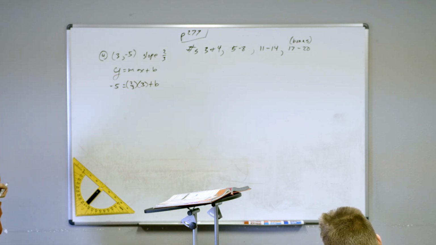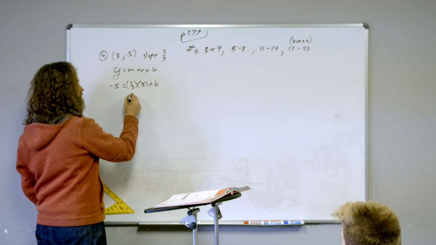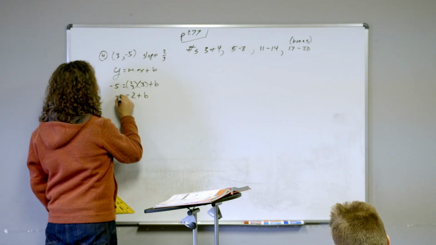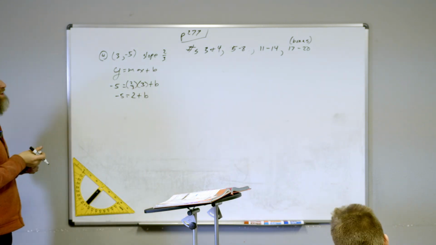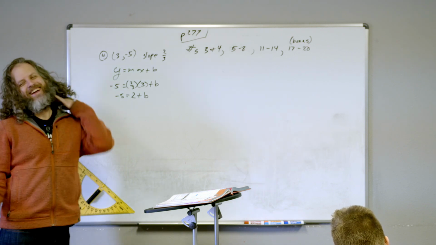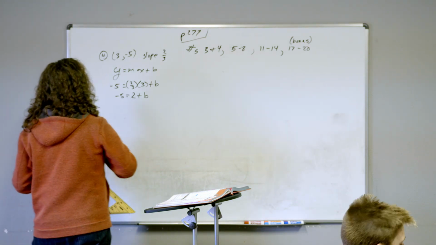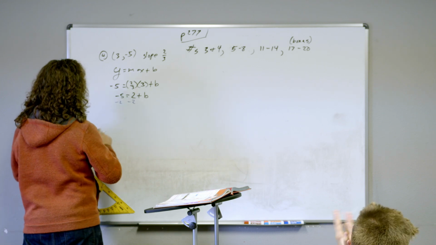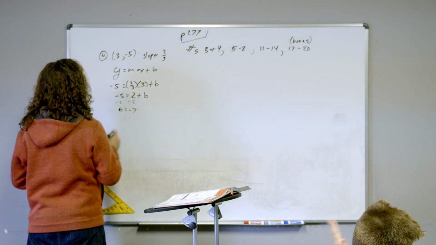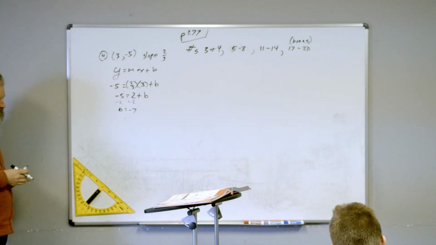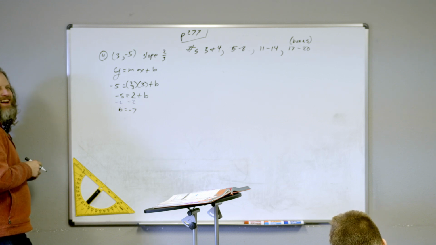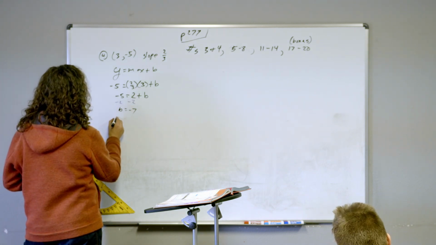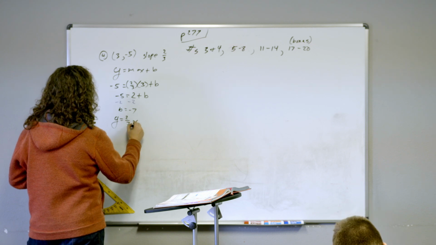It's 3 times 2/3. What is 2/3 times 3? 2. It is 2. The 3s cancel off. Okay, now what? We put it in the equation. So y equals 2/3 x plus -7. I mean minus 6.